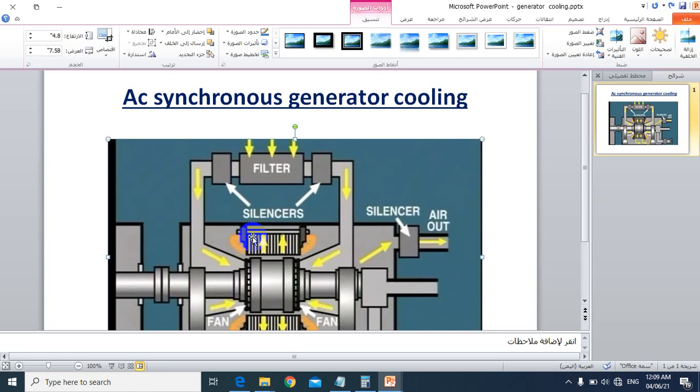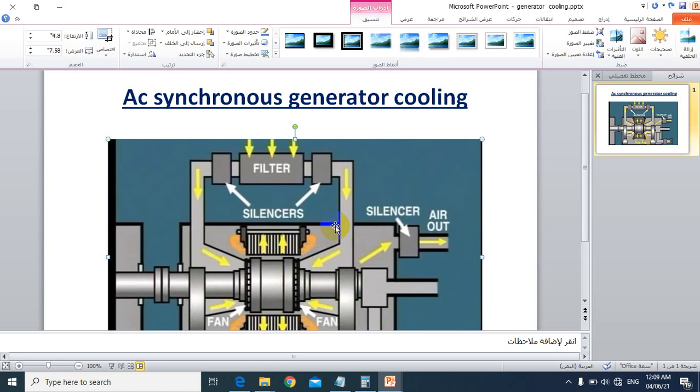Ducts are provided in the stator, as shown, and in the rotor cores, and also in the field coils of the generator or machine, for increasing the surface area which is in contact with the cooling air. Depending upon the direction of the air flow, these ducts can be radial or axial.